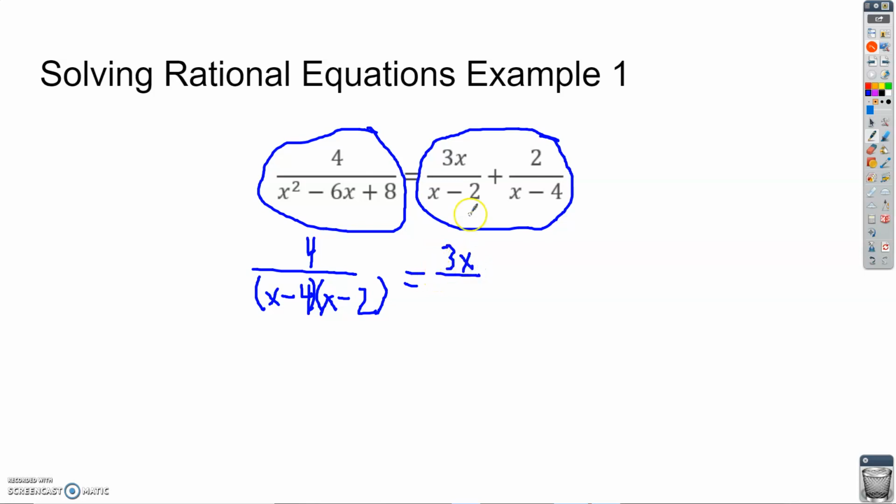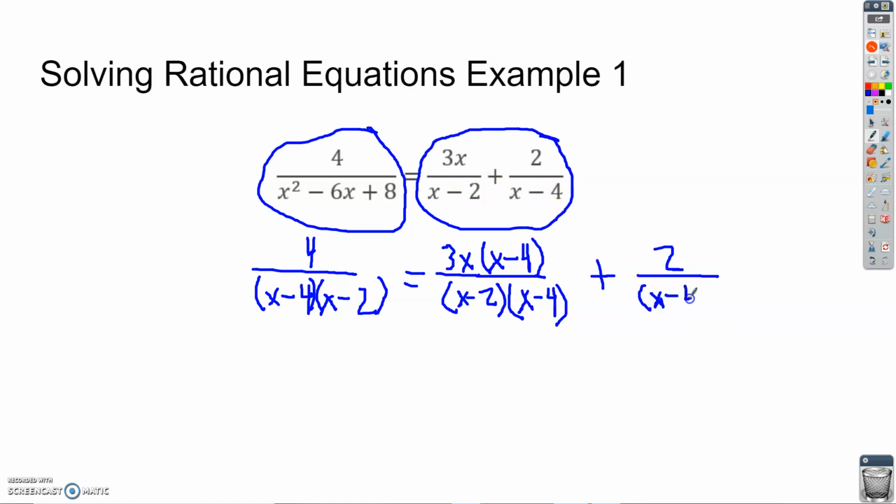So now we need all of our fractions to have like denominators. So this is 3x, and I already have an x minus 2 here, so I need an x minus 4, so I'm going to multiply the top and the bottom by x minus 4. So then I will have x minus 2 times x minus 4. And please remember that it doesn't matter the order of our factors as long as they have the same exact factors. So then plus 2 over, and this one has x minus 4 already, so I need to multiply the numerator and the denominator by x minus 2. So that means all of my fractions will have the same denominator.